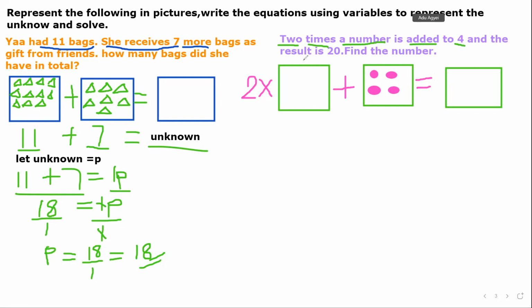The result is 20, which means that 2 times a certain number plus 4 will give you 20. Then let's count.